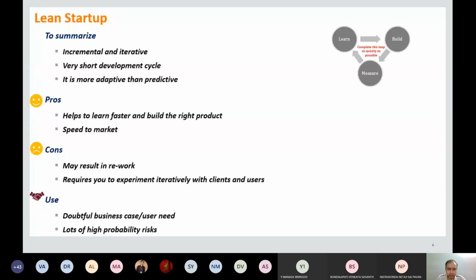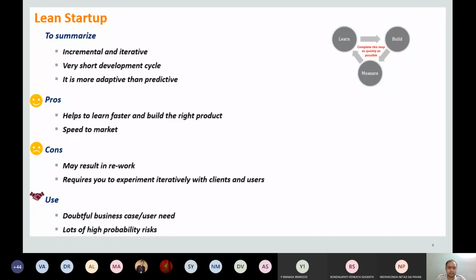Next, when you talk about the disadvantages or cons of this, you are going to have a lot of reworking, because it's going to be an iterative process. You have to iterate your ideas before you reach a final product. And it requires a lot of experimentation, a lot of cross analysis, and a lot of opinion polling or survey kind of activities.